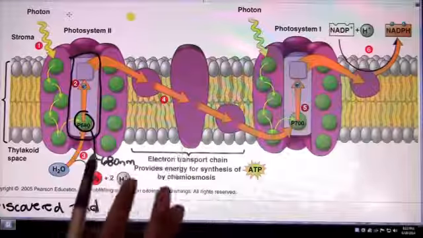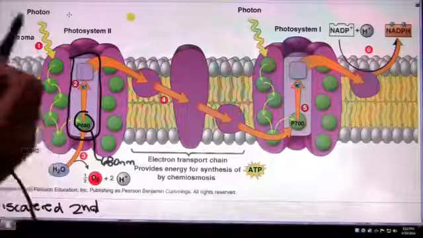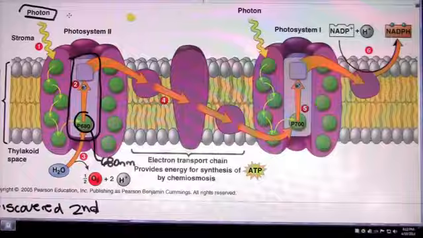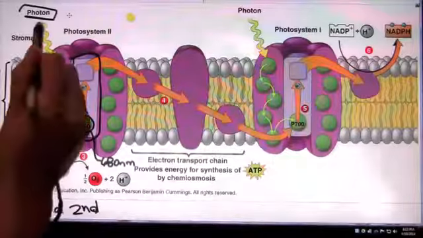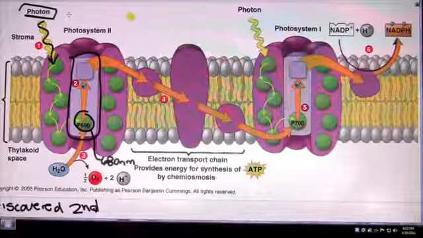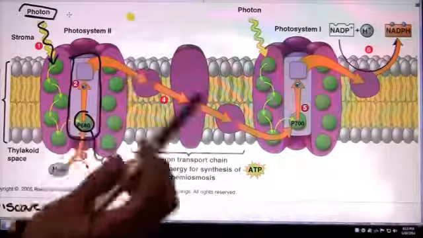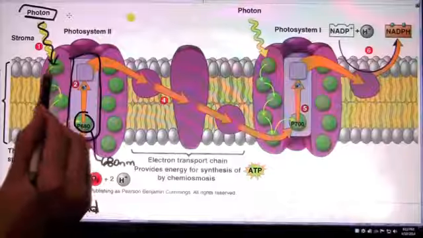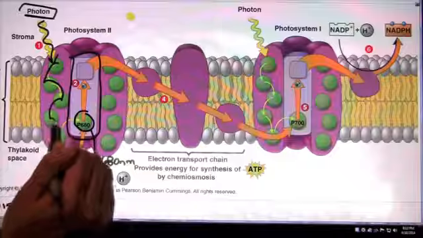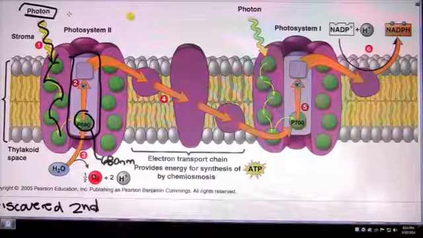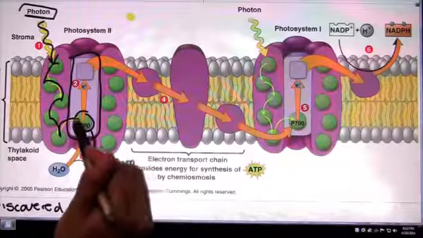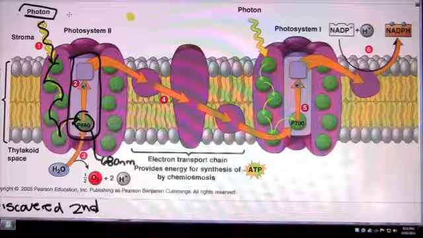But let's start with the very beginning. Basically what will happen is a photon will come down from light or any other energy source and hit photosystem 2. It's absorbed by the light harvesting complexes, and the light harvesting complexes bounce it from light harvesting complex to light harvesting complex until eventually it hits P680.